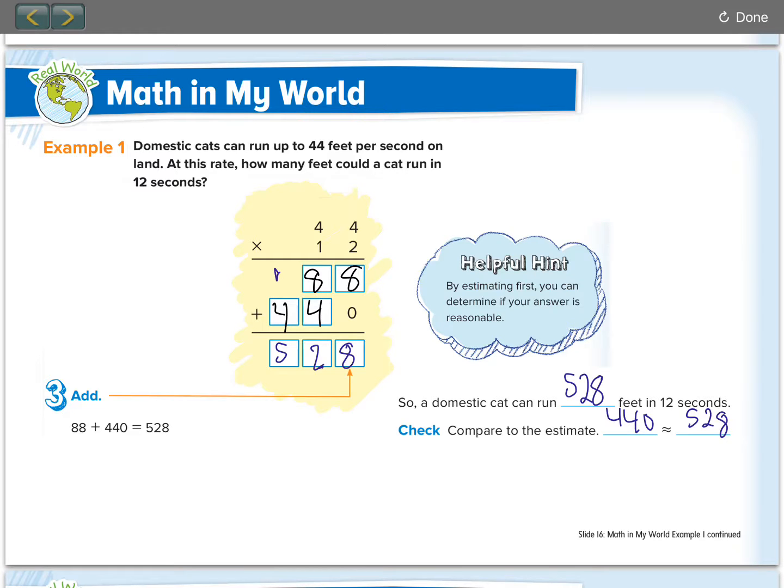In step 3, I add starting in the ones column. 8 plus 0 is 8. I move over to the tens column. 8 plus 4 is 12. I record my 2 in the tens column, and I carry my 1 to the hundreds column. Now I add 1 plus 4, and I get 5.